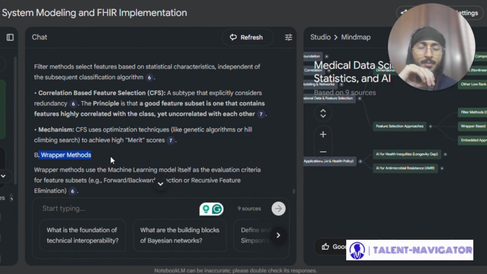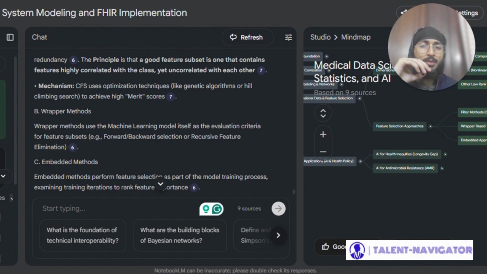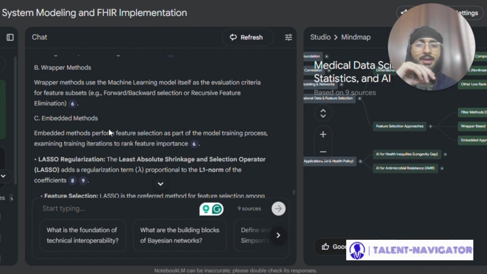Then we have wrapper methods. Wrapper methods use the ML model itself as the evaluation criteria for feature subsets, like forward or backward selection or RFE, that is recursive feature elimination. And finally, we have embedded methods, which perform feature selection as part of the model training process itself, examining training iterations to rank feature importance.